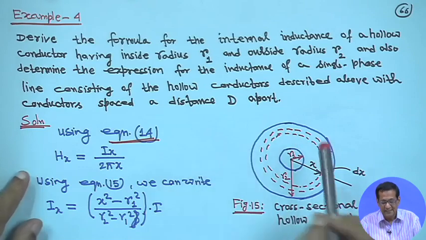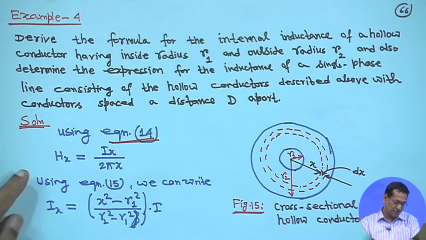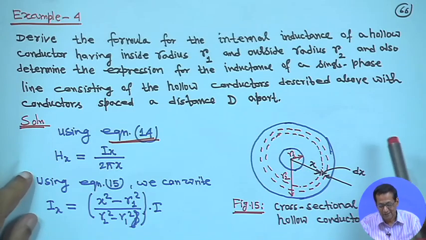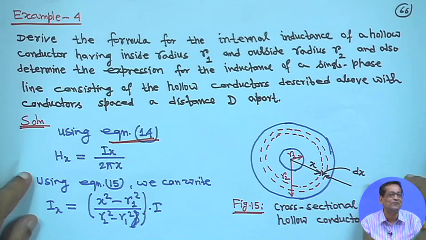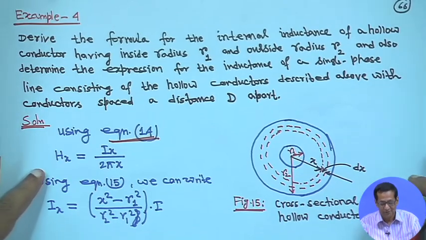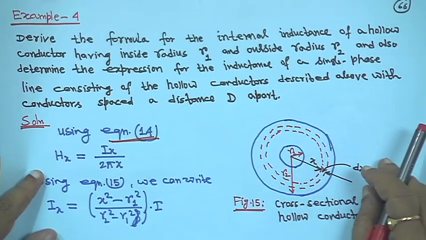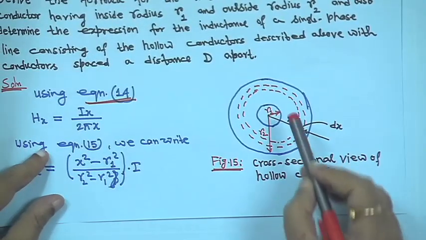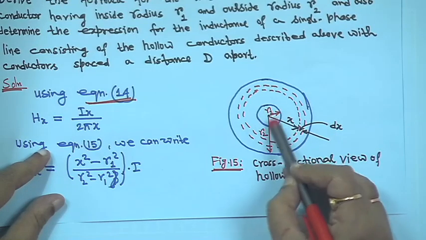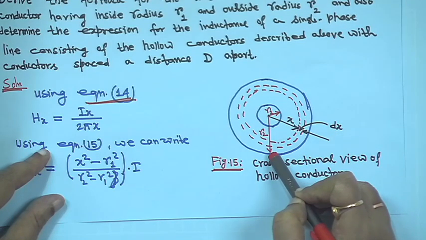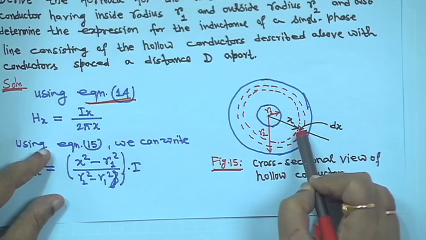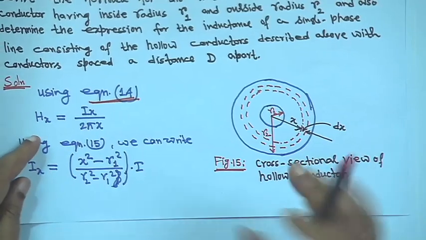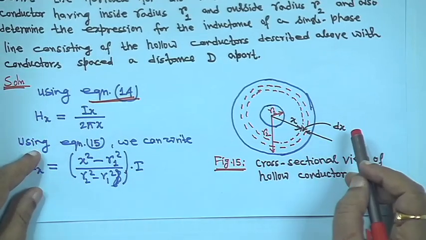So, first is the internal inductance of a hollow conductor. We have seen the internal inductance of a solid conductor, half into 10 to the power minus 7 Henry per meter, but we have to find out the internal inductance of a hollow conductor, right. So, this is the cross sectional view of the hollow conductor. The inner radius is R1, and the outer radius is R2, and same as before, at a distance x, we have taken a small region dx, and length is 1 meter. So, I told you that the area will be dx into 1 square meter, right.